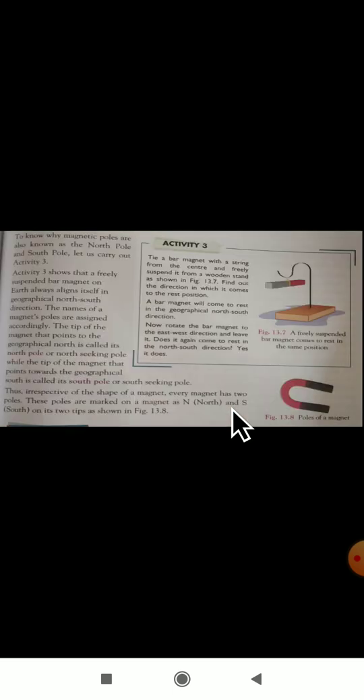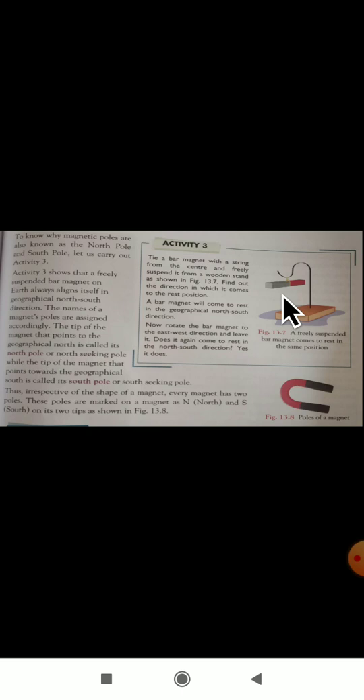Okay, to know why magnetic poles are also known as the north pole and south pole, we'll see one activity here. Tie a bar magnet with a string from the center and freely suspend it from a wooden stand. Here they have shown it like this. Take one bar magnet, tie it like this and hang it. Find out the direction in which it comes to rest. Just tie it and keep it for the rest position. A bar magnet will come to rest in the geographical north-south direction, the same way our earth is in a north and south direction.